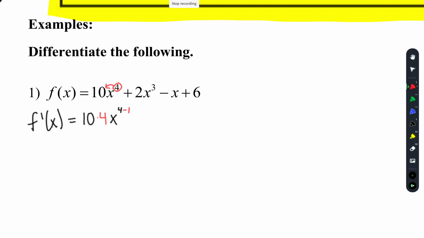So you're going to bring down the power. You're going to go 4 times whatever number's in front, and then you're going to decrease the power by 1. I don't know if you noticed when you were matching the graphs, the derivative of a parabola, an x squared function, was a line.